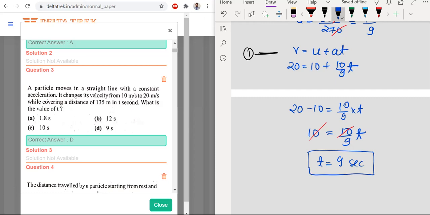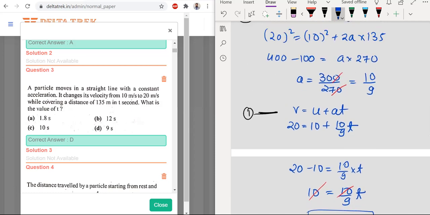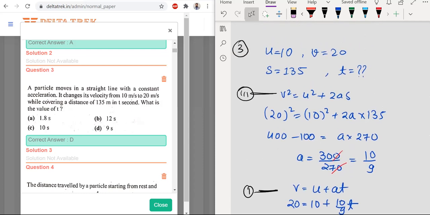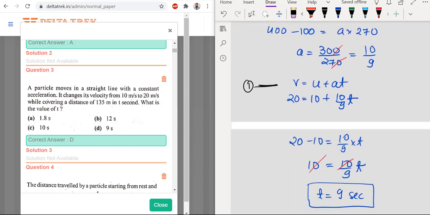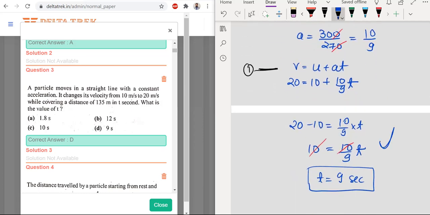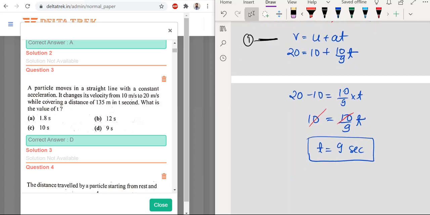So like that you can solve it. This question is a bit lengthy because we needed to use two equations. First we need to use the third equation to find the acceleration, then the first equation. So this is a bit lengthy, I'll say. It's not tough, but a bit lengthy.